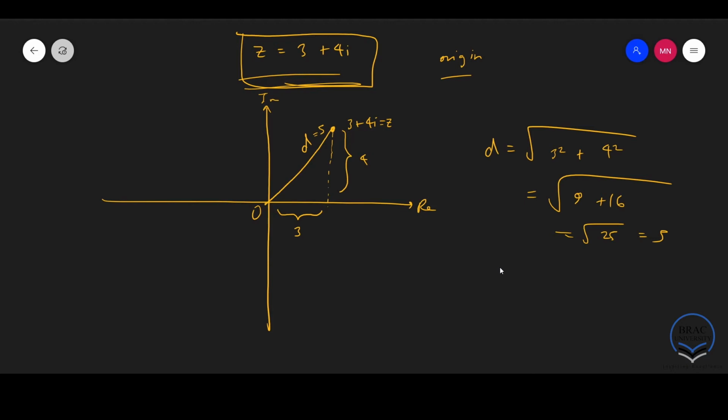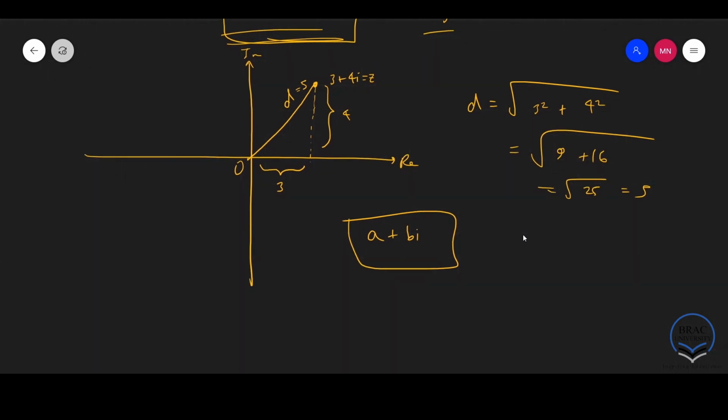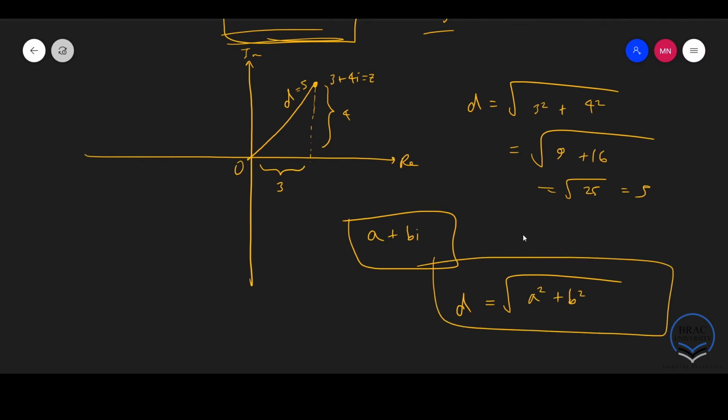So in general, if we were to consider a complex number a plus bi, and I wanted to find the distance between a plus bi and the origin, then I can do so by using the Pythagorean theorem, where we will have square root of a squared plus b squared. This will be my distance. We're just squaring the real and imaginary parts under a square root.